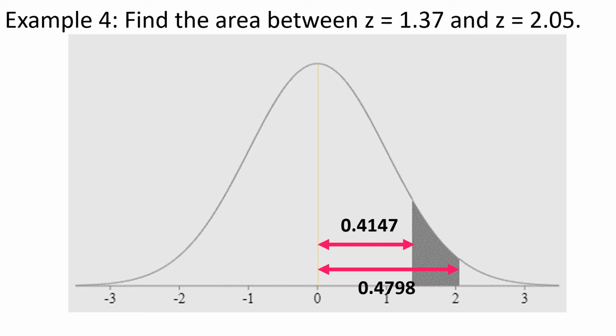Now that we've known the area of this region, and this region as well, then to know the area of the shaded region, we'll only use subtraction. 0.4798 minus 0.4147 will give us the area of the shaded region. That is 0.0651.